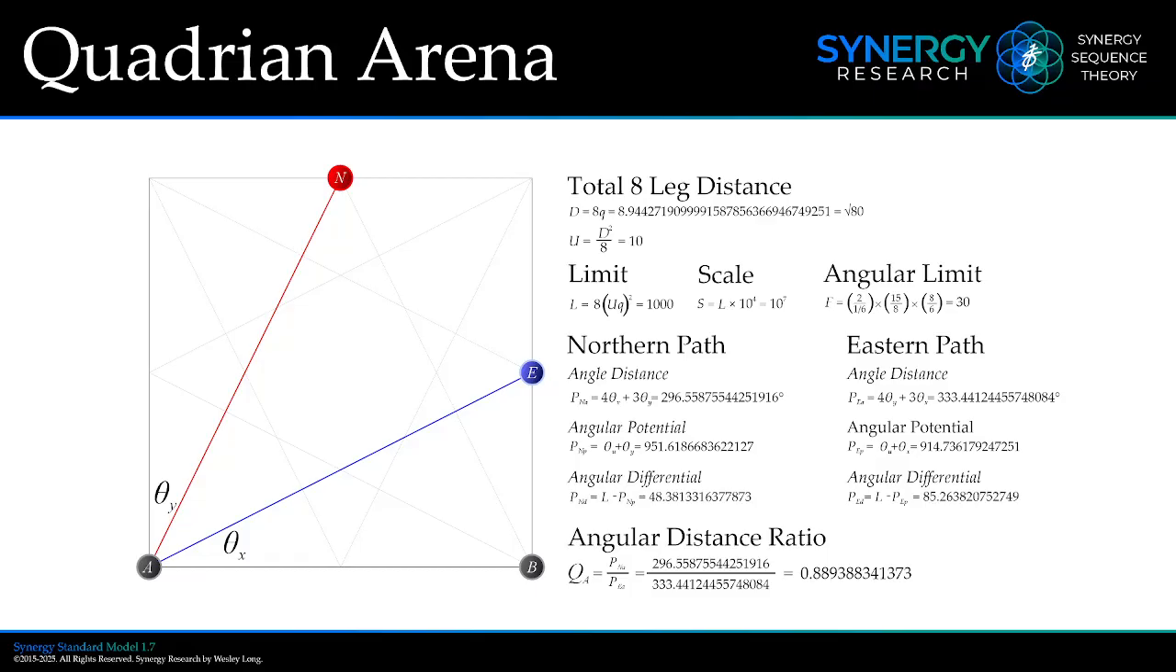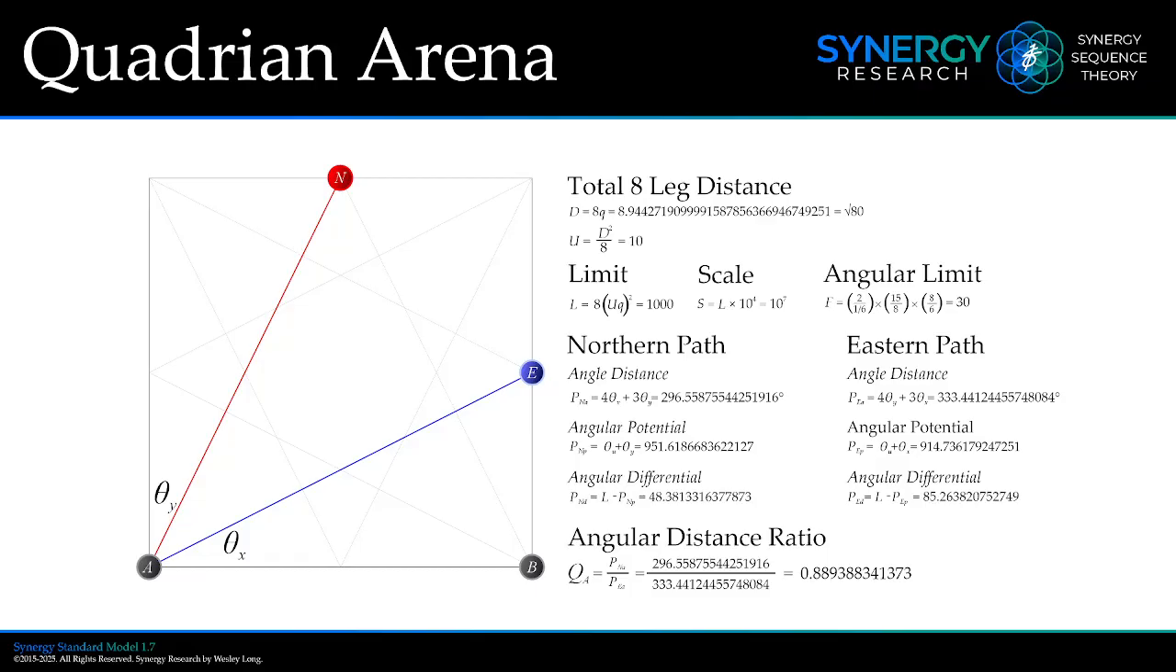Now into the path-specific data. The northern path accumulates an angle distance of just under 297 degrees. This comes from 4 left turns of theta x and 3 right turns of theta y. The total turning creates an angular potential near 951.6, the sum of north and east angles multiplied over the legs. This is how turning stores energy in this model. It's not how far you go, it's how many turns you take.